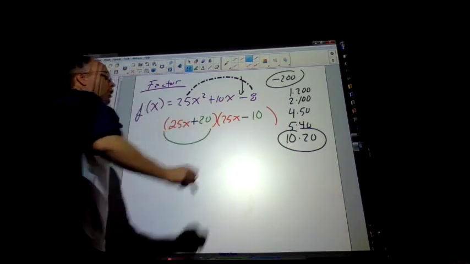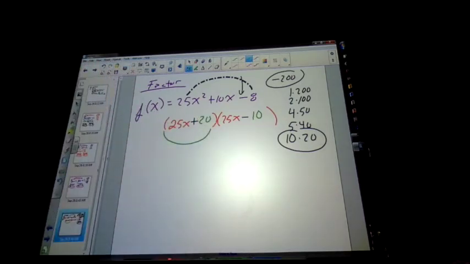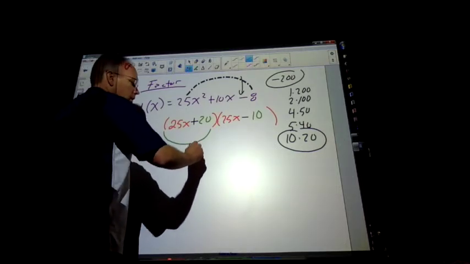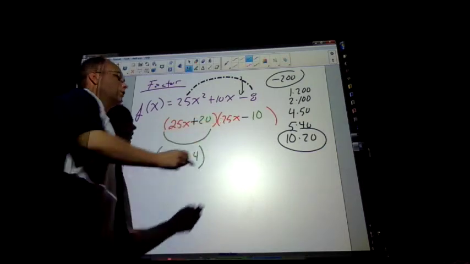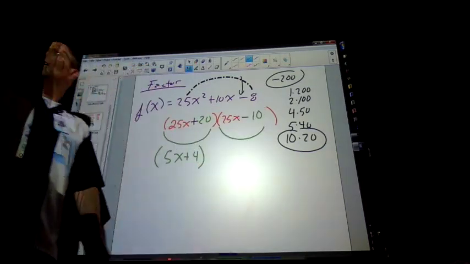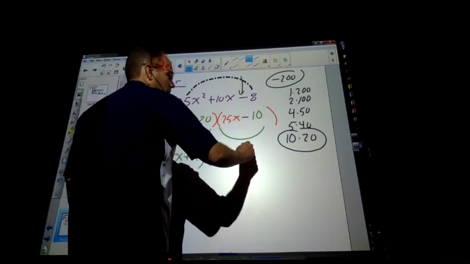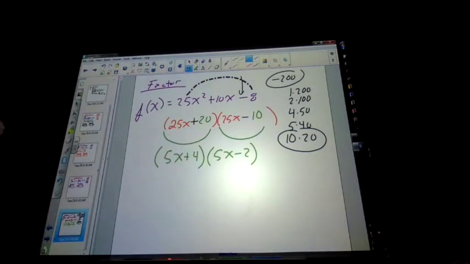Do I have trash here? Yeah, what's the greatest common factor? It goes to both. 5. If I factor a 5 out, I'm left with 5x plus 4. What about this one? Is there a greatest common factor? Yeah, 5 factors out, throw it away. So I'm left with 5x minus 2. If I foiled that back together, I'd get 25x squared plus 10x minus 8.